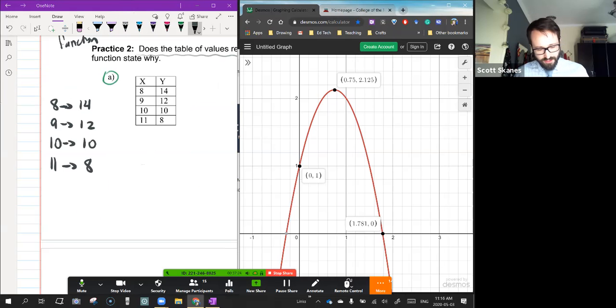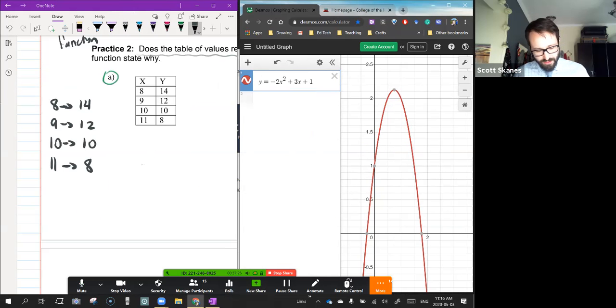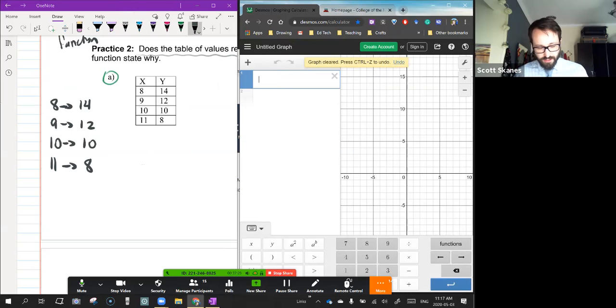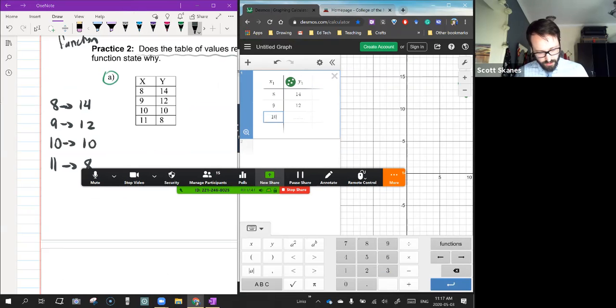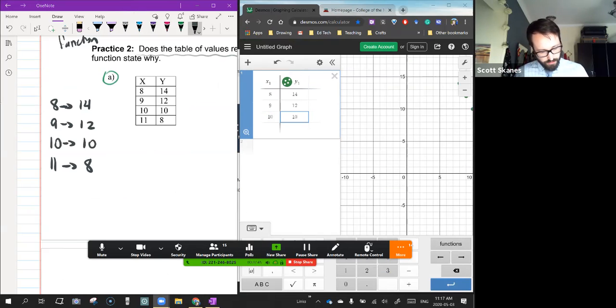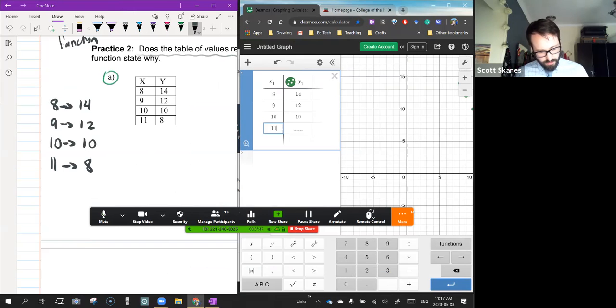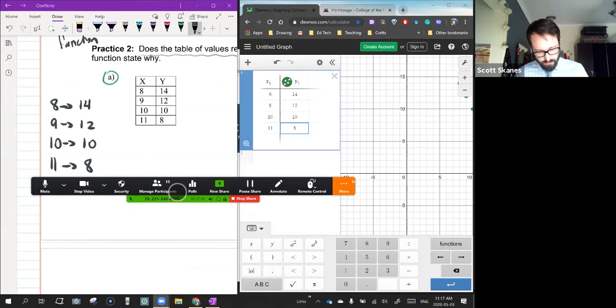I'll go back to my trusty Desmos one more time, just to show you that you can do all this on the calculator. It can help you. I'm going to make a table. I'm going to put in 8, give back 14. I'm going to put in 9, give back 12. I'm going to put in 10, it gives back 10. And put in 11, gives back 8.